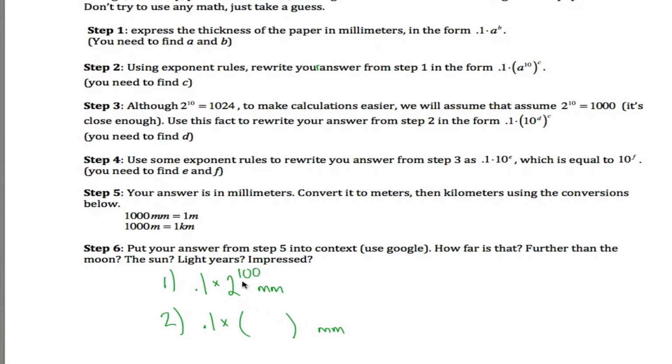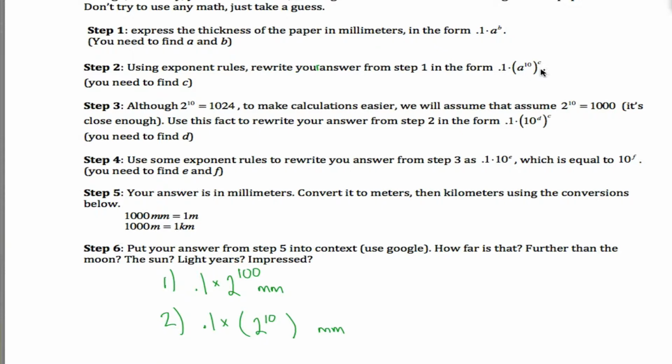So what they're saying is you currently have 2 to the 100th power. a was equal to 2. You no longer want to have 2 to the 100th power. You want to instead have 2 to the 10th power. But 2 to the 100th power is not the same as 2 to the 10th power, so you have to raise it to some other exponent c.